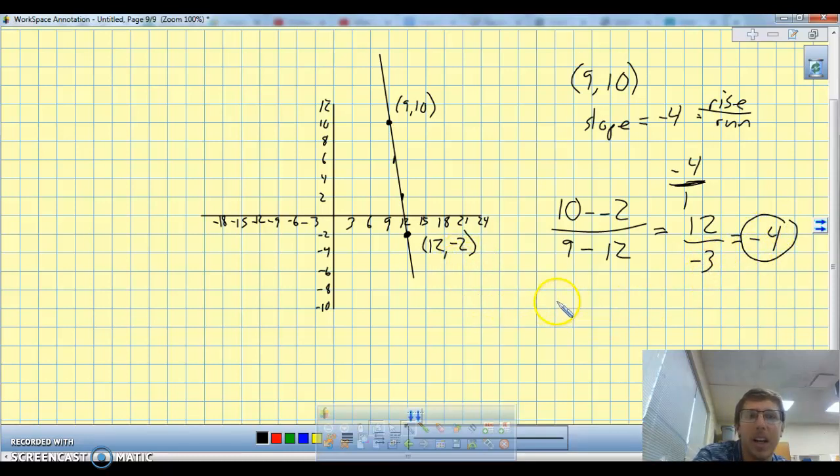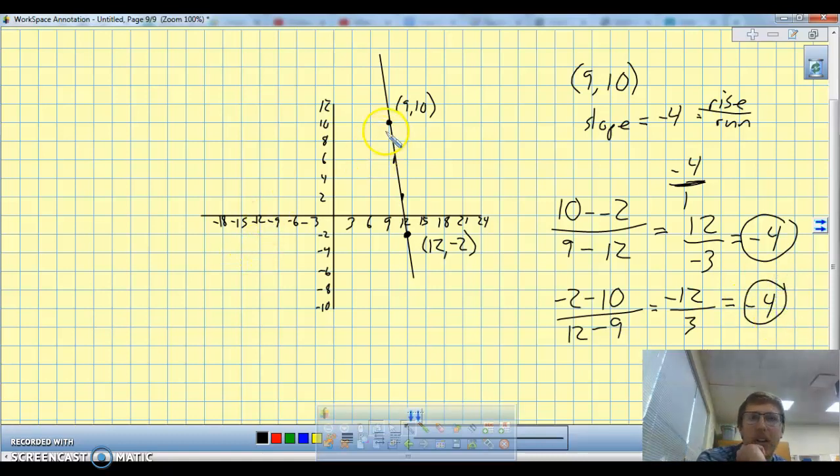Say we did from negative 2 minus 10 over 12 minus 9. Remember, if you do the negative 2 first, you got to do the 12 first. Well, let's look. From negative 2 to 10, how much difference is it? Negative 12. Okay, 12 minus 9 is now positive 3. Still, negative divided by positive gives you a negative 4.